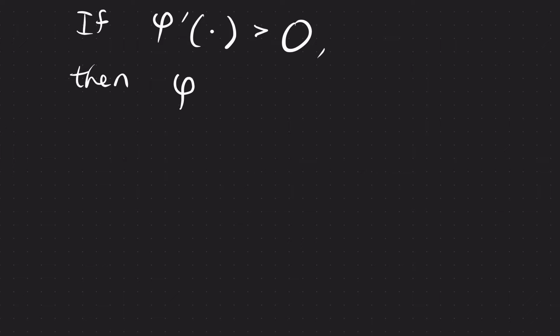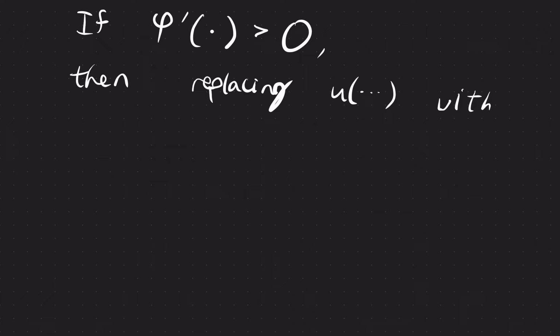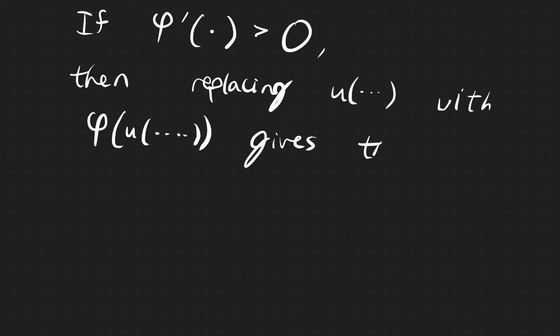So now expenditure functions. Or actually, before I do that, I want to touch on monotonic transformations. If we have a function phi, which takes in a real number and gives out a real number, whose derivative is greater than 0, then if we replace our utility function with phi of u, that gives the same preferences.